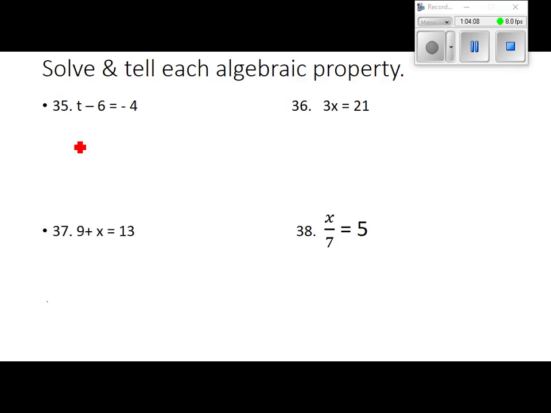On these, what property would you use to solve this? What do you do to solve this equation? Don't write this down. We're going to skip over these 4 real quick. Just tell me the property. What would you do to solve it? Add 6. So guess what property you're using? Addition property of equality. What would you do on this one? Division property of equality. How about on this one? Subtraction property of equality. Multiplication property of equality. Set that off to the side.